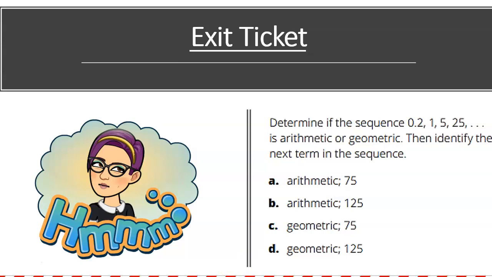All right, last question today is going to be your exit ticket. Determine if the sequence 0.2, 1, 5, 25 is arithmetic or geometric. Then identify the next term in the sequence. So you have answer choices A, B, C, or D, and you're going to answer this in your Kidem assignment that's attached to this.